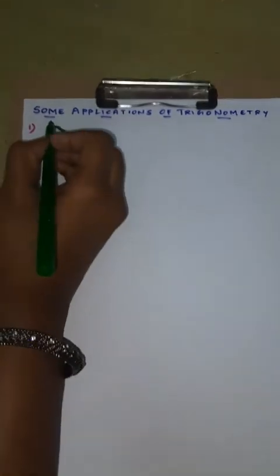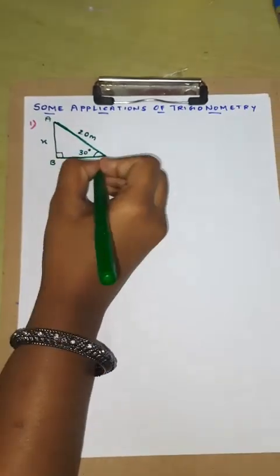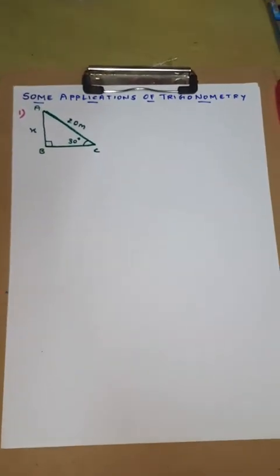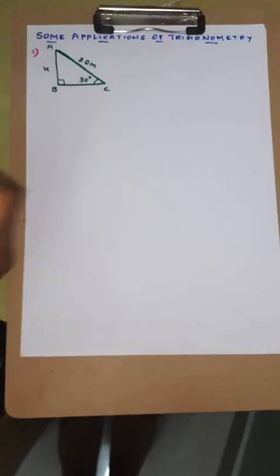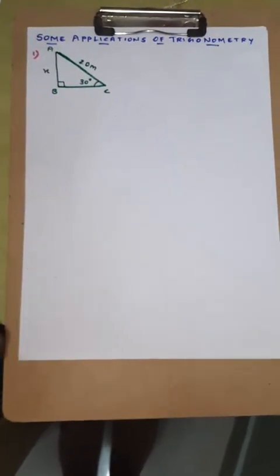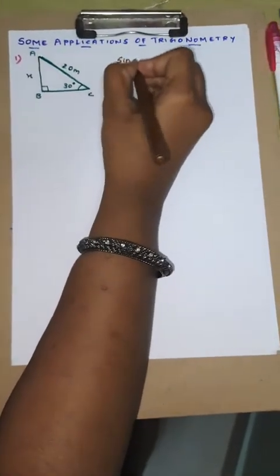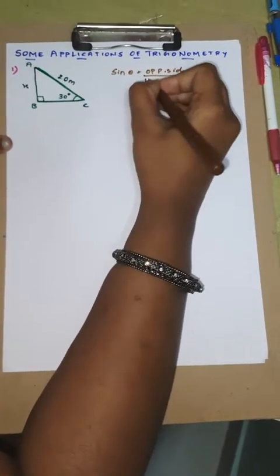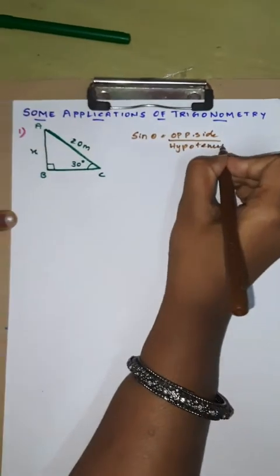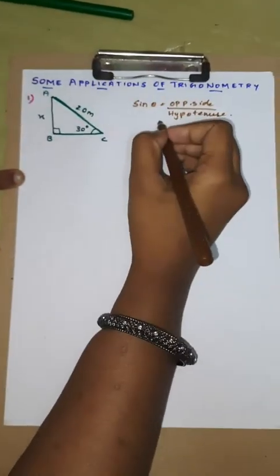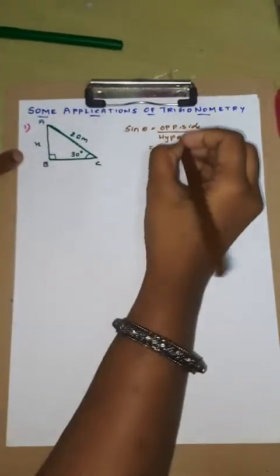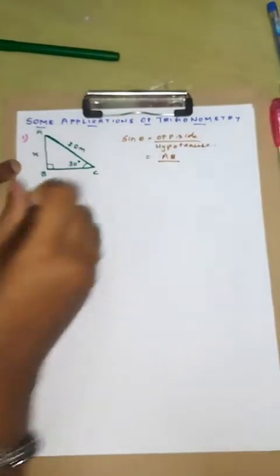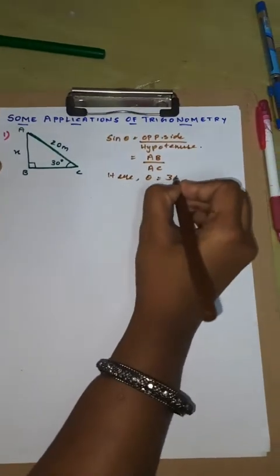So now let me name the triangle as A, B and C. So this is a very simple question. How do we solve it? So from this triangle, identifying one of the trigonometric ratios, we all know that sine theta is opposite side by hypotenuse. So from the figure, which is the opposite side? Opposite side is AB. And what is the hypotenuse? Hypotenuse is the line which is opposite to the right angle. That is AC. And here theta is given as 30 degrees.